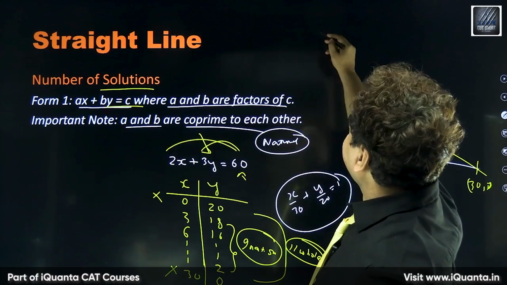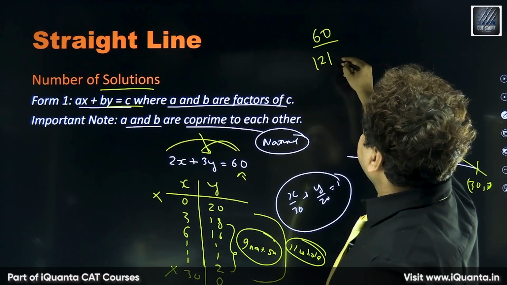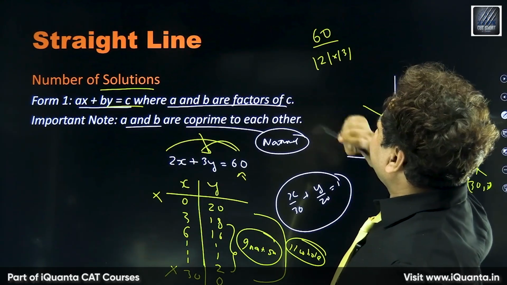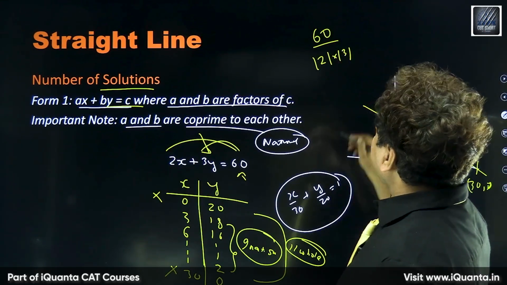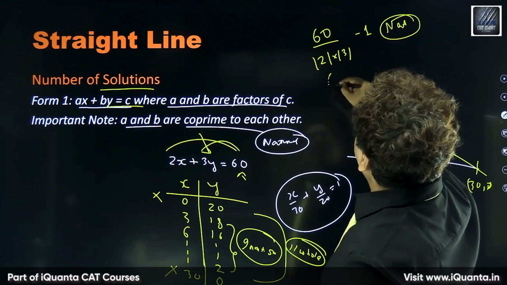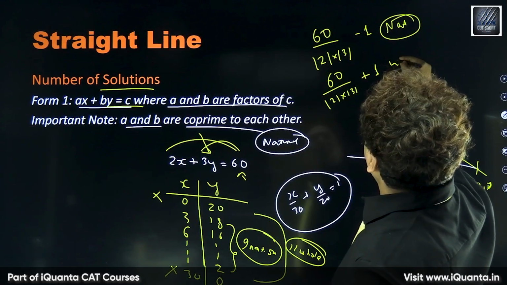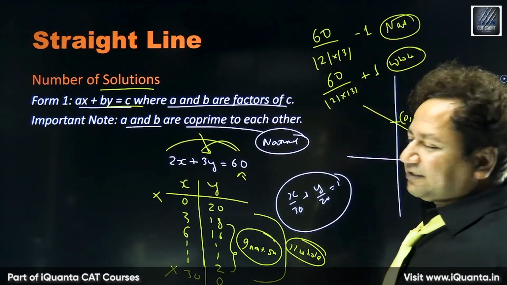Okay. 60 divided by mod of 2 into mod of 3. What do you get? 60 upon 6 is 10. You need to subtract 1 for natural solutions. You need to add 1 for the number of whole solutions. That's all. That is the shortcut.